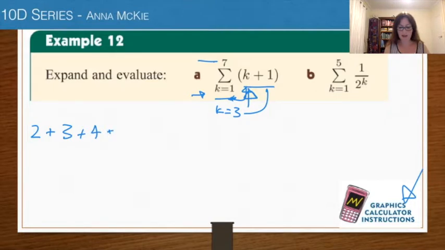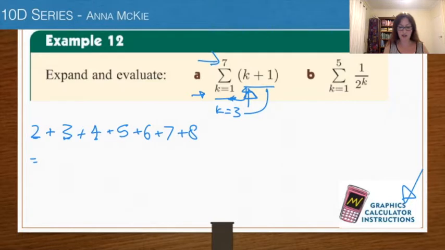And this 7 here tells us we want 7 terms. So I'm going to count them out as I write them. We've got 1, 2, 3 terms already, 4 terms, 5 terms, 6 terms, 7 terms.